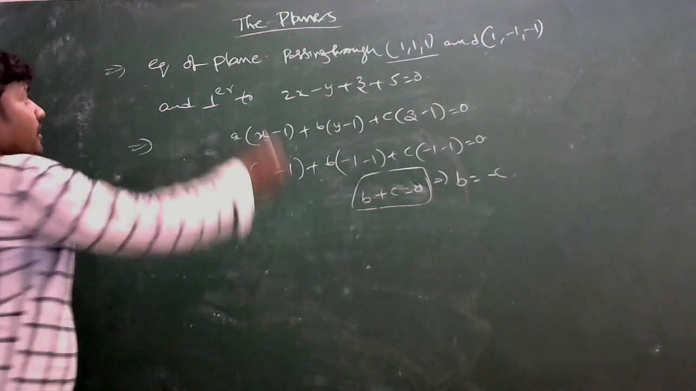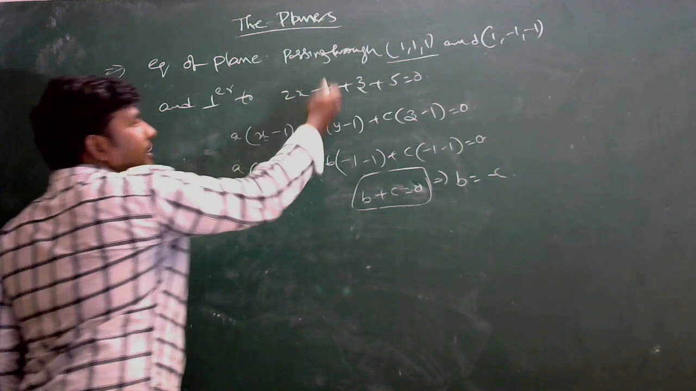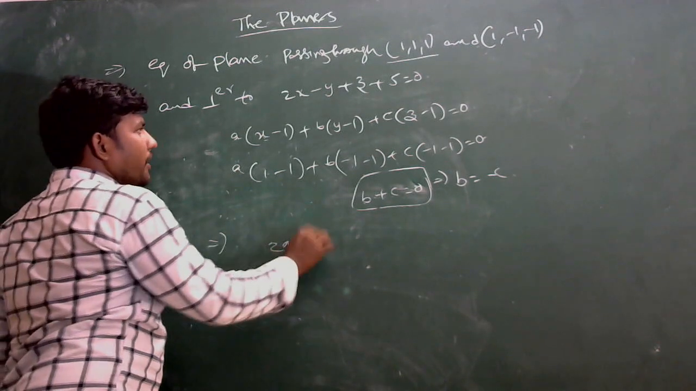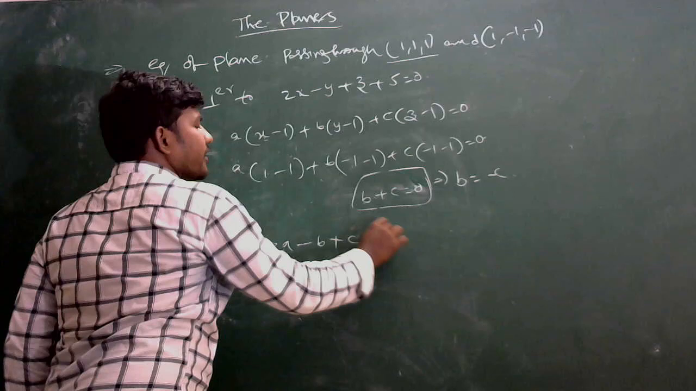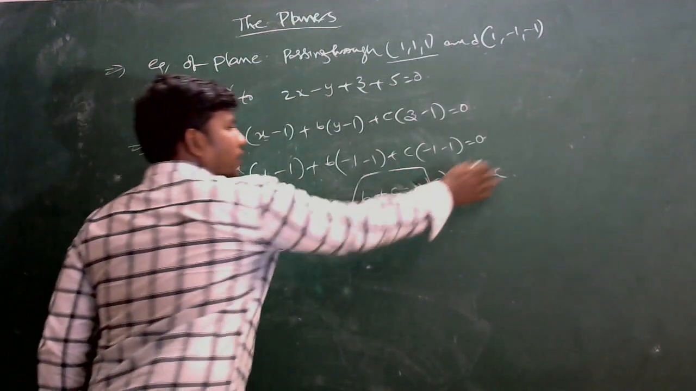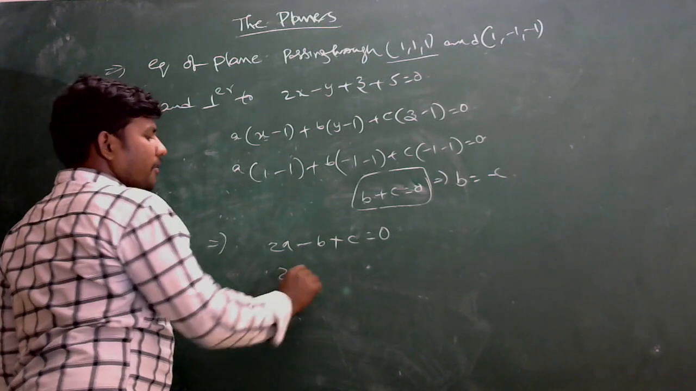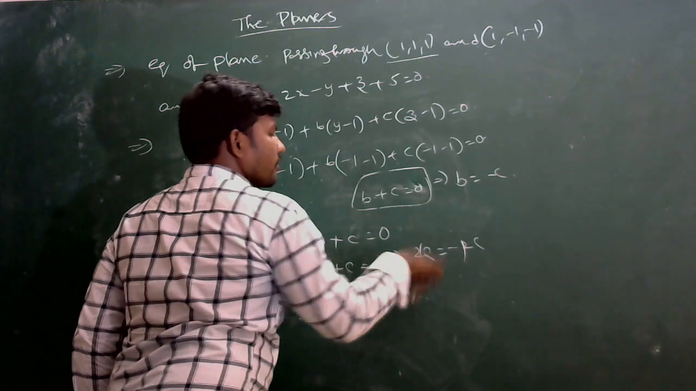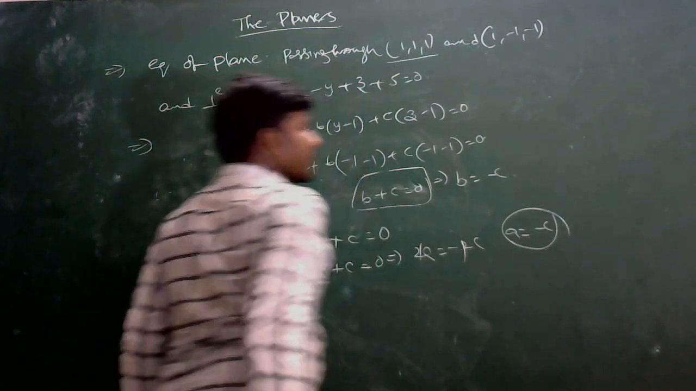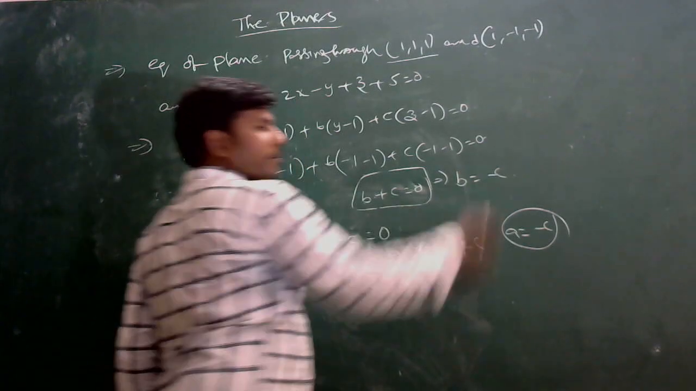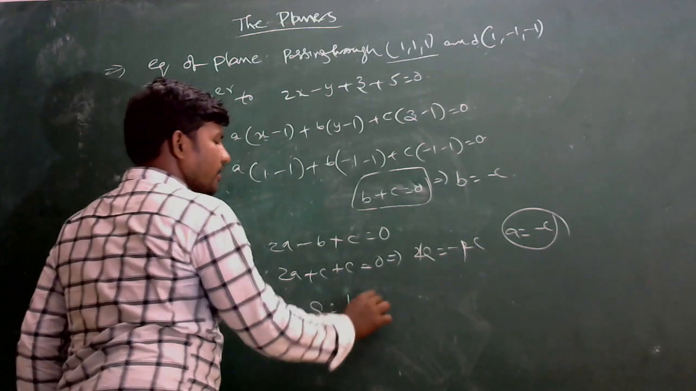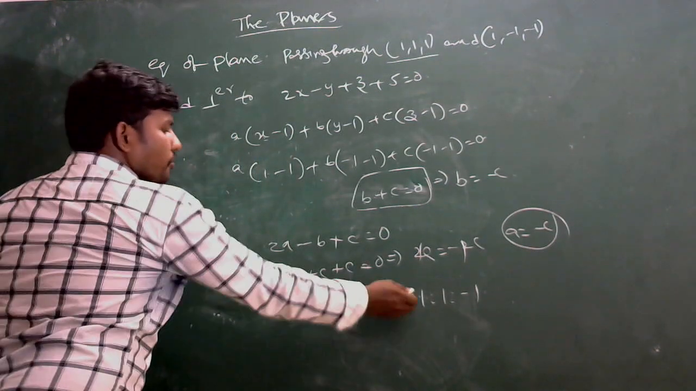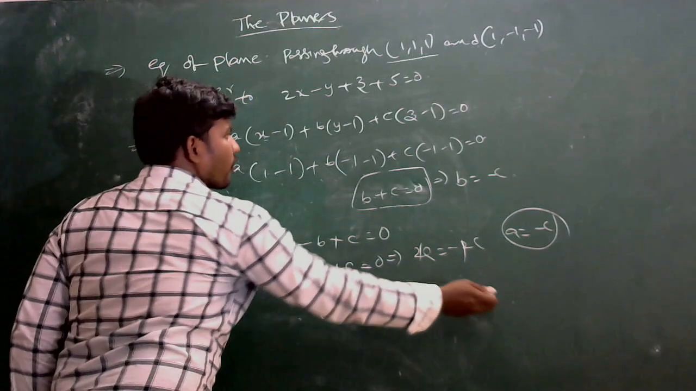In a similar way, the plane is perpendicular to 2x minus y plus z plus 5 equal to 0. That means the normal condition: 2a minus b plus c is equal to 0. Here we substitute b equal to minus c: 2a plus c equal to 0. 2a equal to minus 2c, a equal to minus c. a equal to minus c and b equal to minus c. So a is to b is to c equal to 1 is to 1 is to minus 1. So the DRs are 1, 1, minus 1.